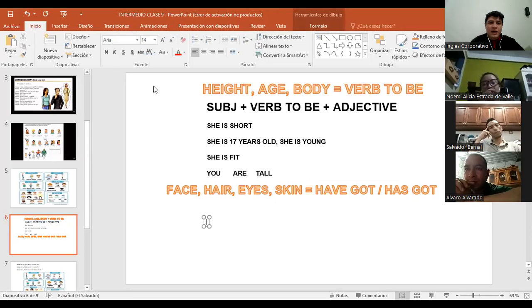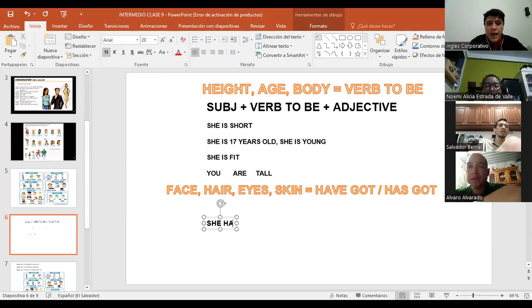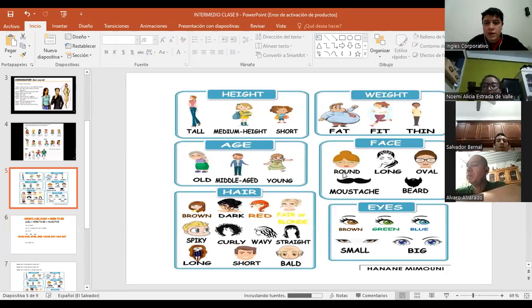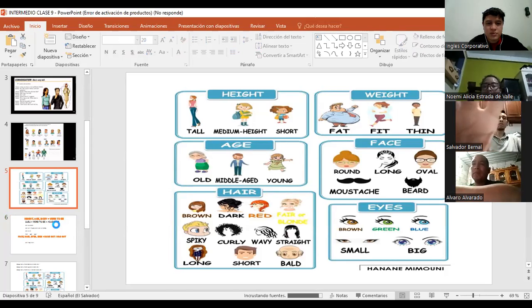I like it. Now, guys, let's see. Ahora vamos a ver cómo vamos a describir la cara, el pelo, los ojos y la piel, right, guys? So let's see. For this one, we use have got or has got. So let's have this example, the same one. She, guys, ¿qué utilizamos? Have or has? Has. Okay, so perfect. She has got face. She has got brown, okay?